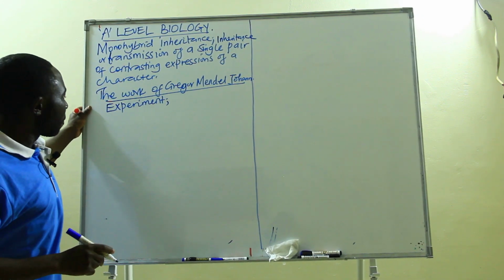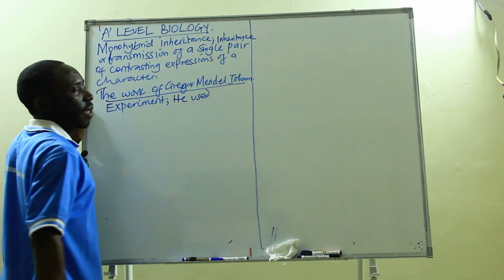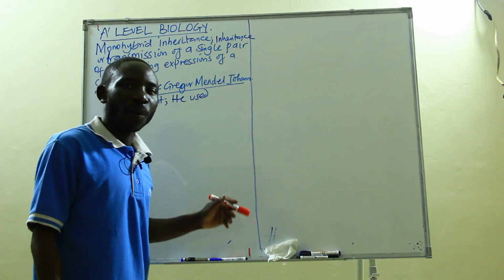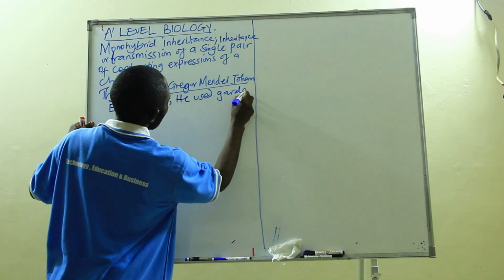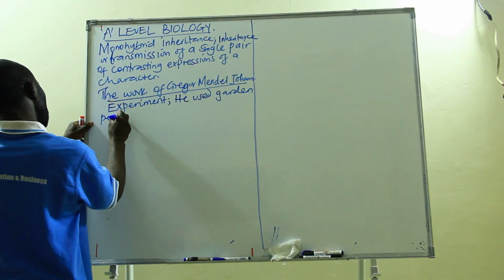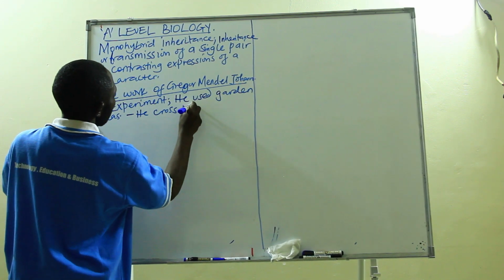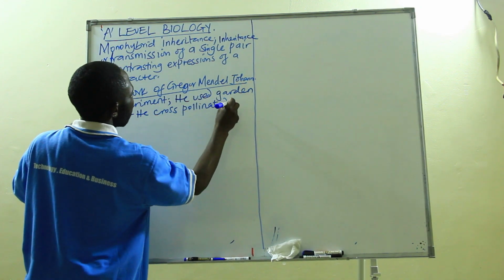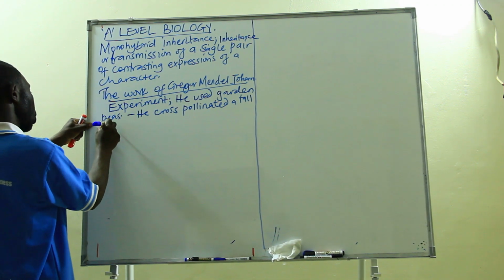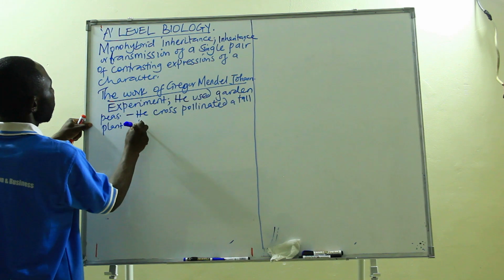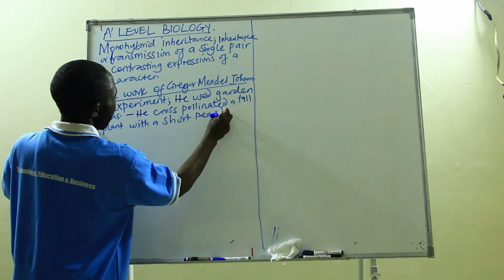Mendel used the garden peas, a species called Pisum sativum. He cross-pollinated a tall pea plant with a short pea plant.